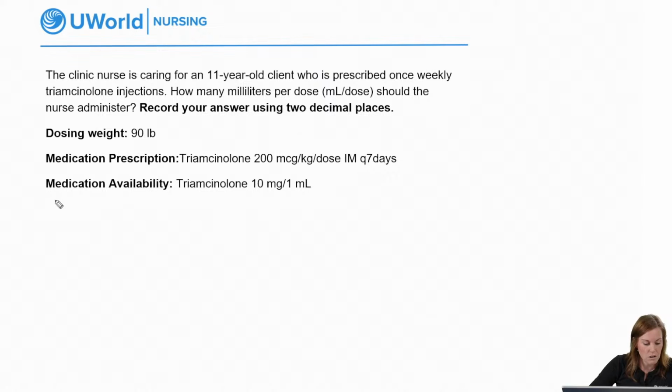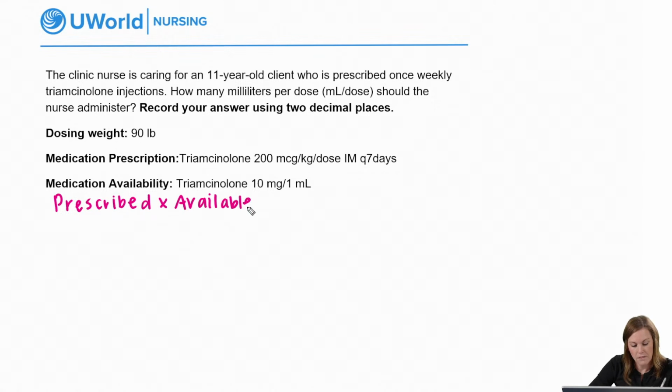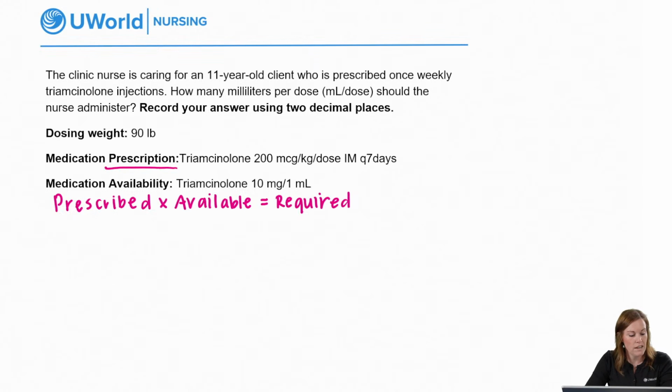So what we're going to do is make an original equation to help us follow along. We are going to say what is prescribed times what is available is going to equal what is required. Okay, so knowing that, let's look at what we have here. We have a prescription, so that's going to correlate to what's prescribed. We have the availability of the medication, so that's going to correlate to our available. And then we also have what is required, and that is in the question itself.